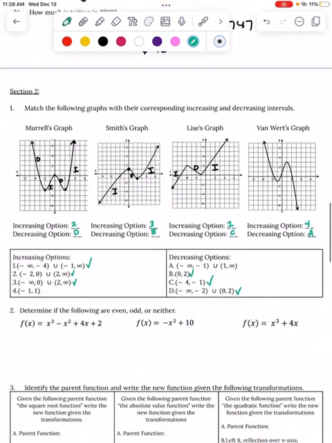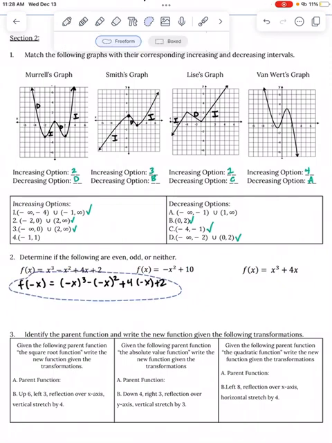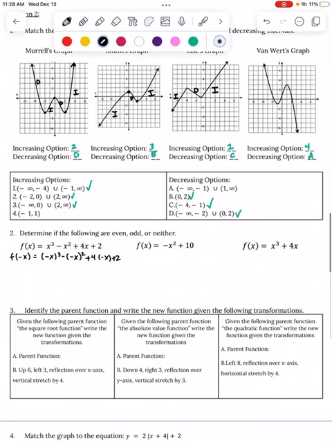Next up is even and odd. So first thing we check is a negative on the inside. And I am running out of room. Let's pretend I made that a little smaller. And that is the same as, so if it's a negative and an odd number, it's going to stay negative.